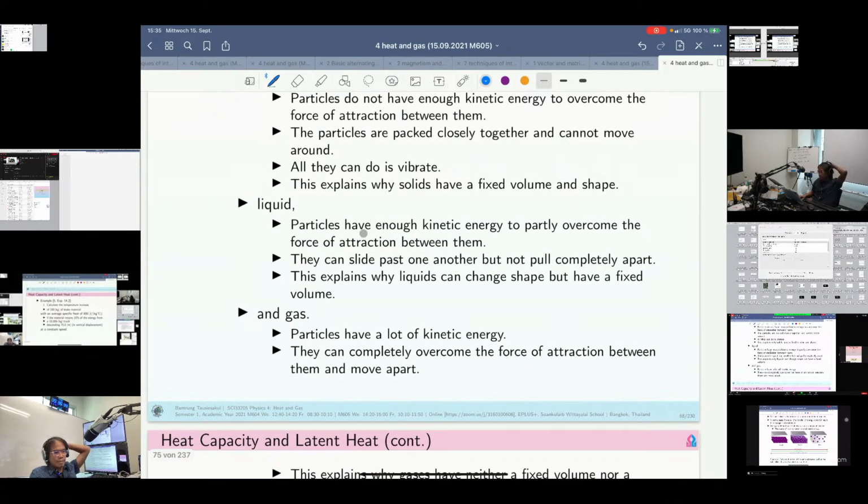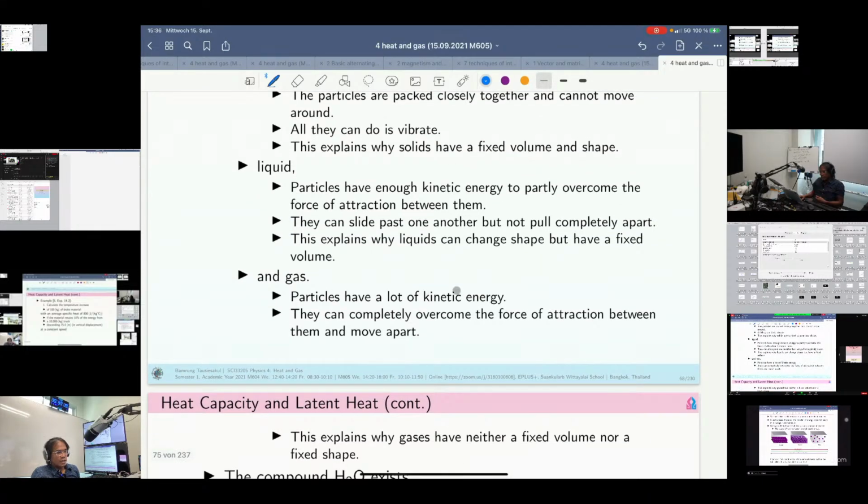Liquid, all right, particles have enough kinetic energy to partly overcome the force of attraction between them. They can slide past one another, but not pull completely apart. Okay, the shape of the liquid is quite flexible. It depends on the holder, the device that holds the liquid, right? Because there is no strict force at all. This explains why liquids can change shape but have a fixed volume. For the gas, particles have a lot of kinetic energy. They can completely overcome the force of attraction between them, and they can move apart easily.